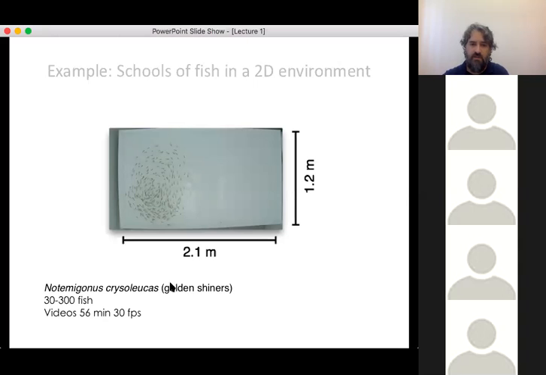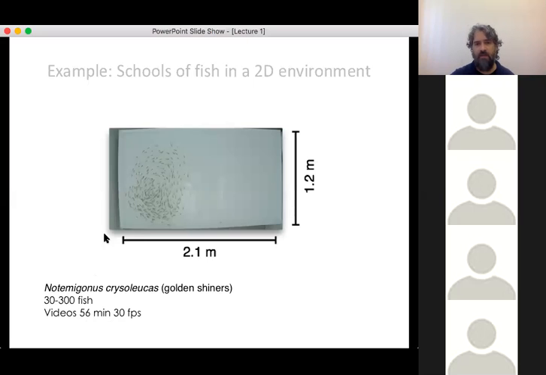So you have fishes of these species, and they are put in a tank, which is 2 meters by 1 roughly, and it's very thin so that the fishes really are in a quasi two-dimensional environment. And then they have different numbers of fishes from 30 to 300, and they acquire very long videos, like 1 hour videos. And obviously all the videos I will show you are accelerated.